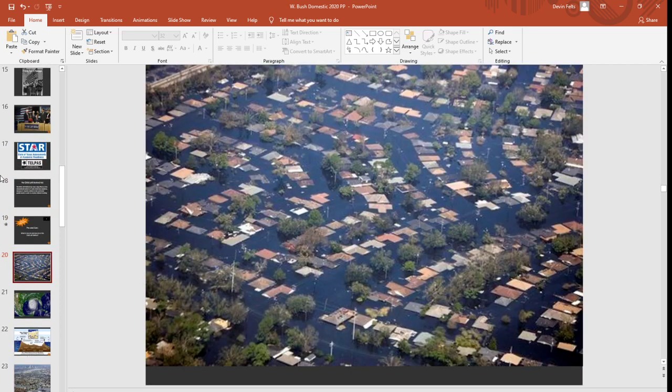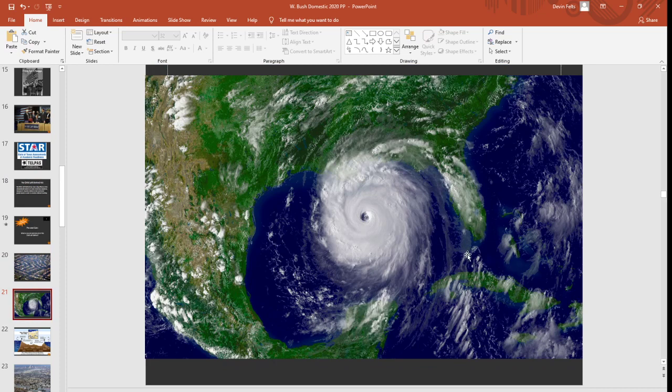So in 2005, Hurricane Katrina hits the United States. It hits the Gulf Coast, right? If we look at this map right here, from Florida all the way down into Mexico, this area is known as the Gulf Coast. In particular, it hits this region right here, and Louisiana is hit particularly hard.